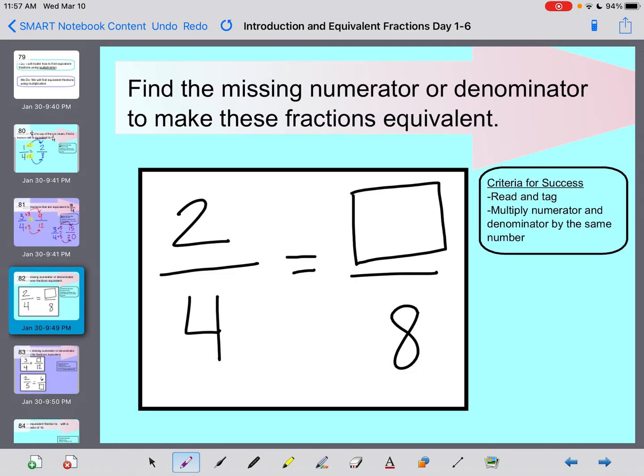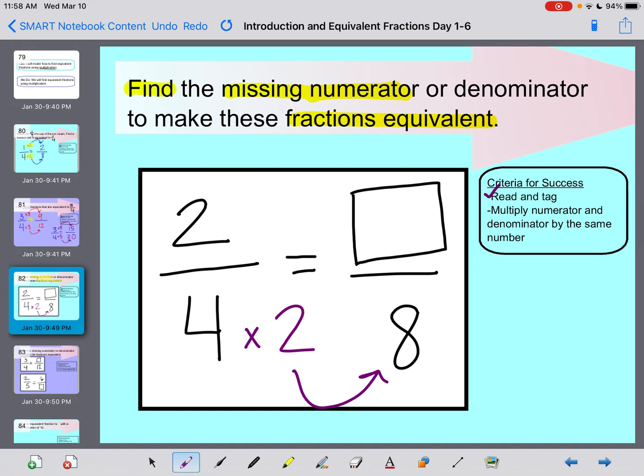In this question, we are given a fraction 2/4, and now we need to find the missing numerator. So our question says find the missing numerator or denominator, in this case the numerator, to make these fractions equivalent. Okay, well if I am given a part of the second fraction, I need to figure out what was multiplied to get that answer. So I'm thinking 4 times what equals 8. 4 times 2 equals 8.